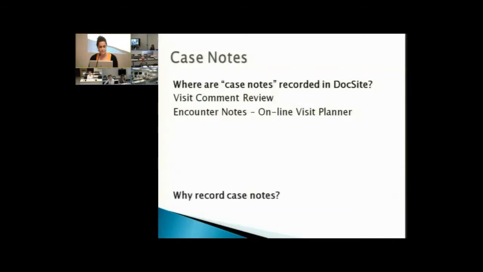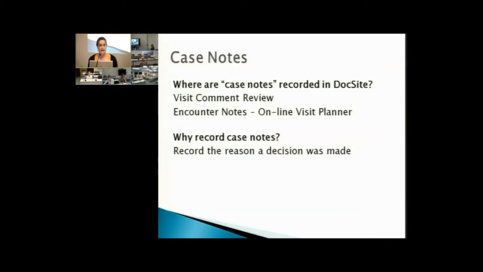Okay, next question. Why record case notes? Record the reason a decision was made. Really put the reason. So not just, called PCP regarding this, but why? Why did we decide, or not decide, and the actual intervention taken or not taken. So, decided not to pursue hypertension medication for this reason, or participant chose not to take action at this point in time. And that again does all those things.